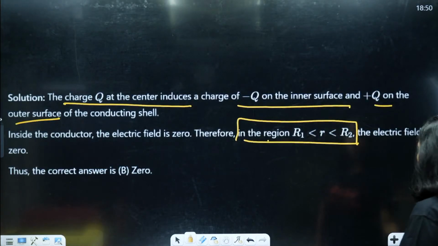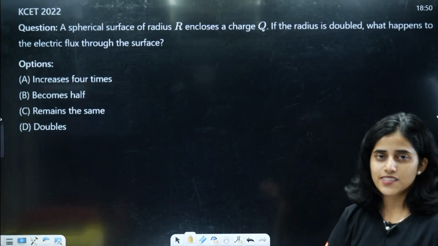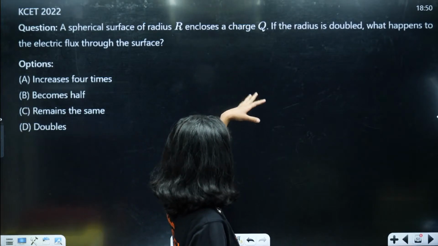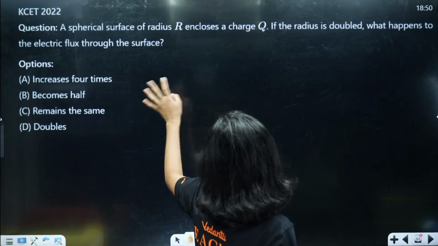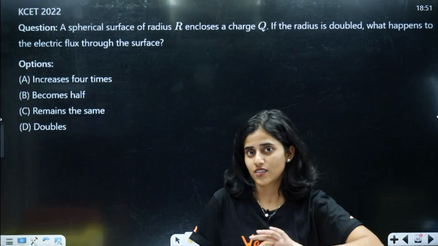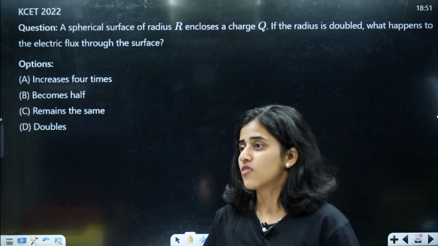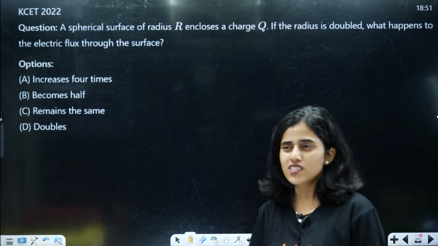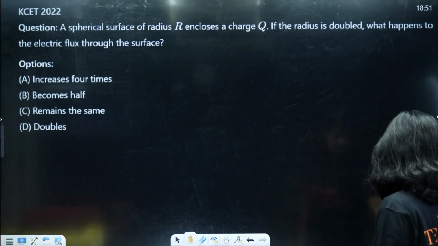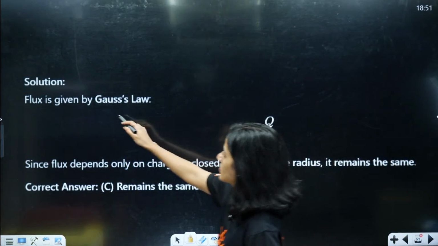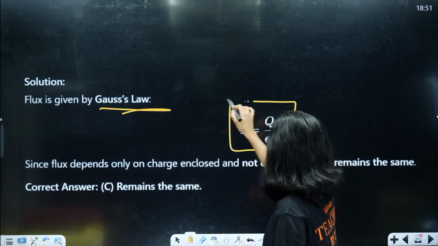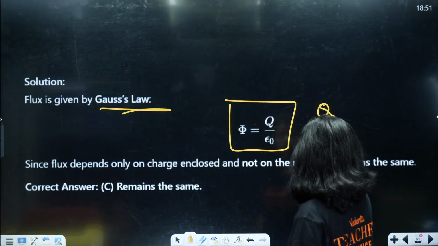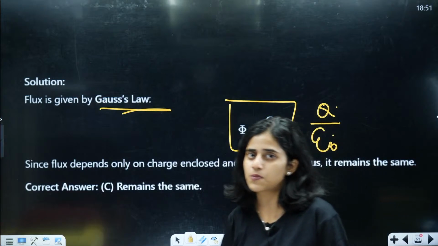This is the question that we finished. Okay, so this is the next question. This is an interesting question. You have a spherical surface of radius R that encloses a charge Q, and the radius is doubled. What happens to the electric flux? We have to find out how electric flux is changing. What is the formula that relates charge and electric flux? It is the Gauss law. Gauss law is phi equals Q by epsilon, charge over the permittivity of free space.